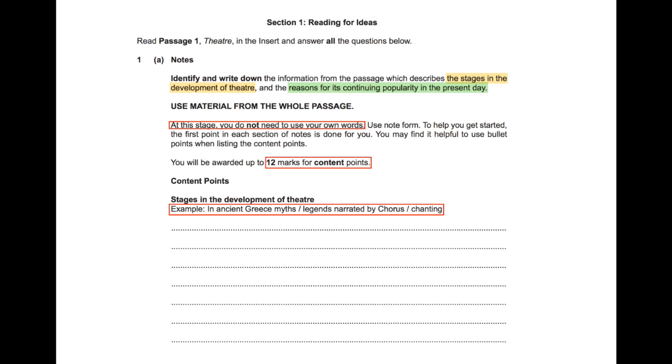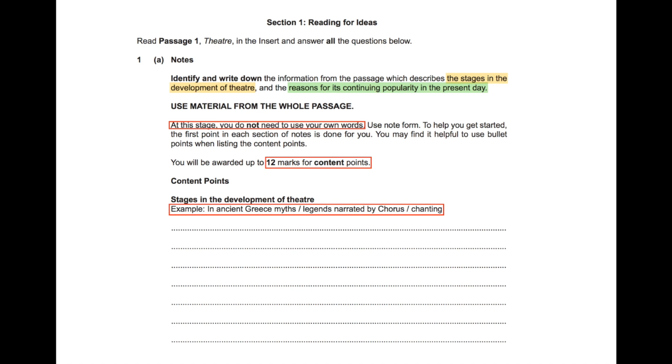And the last thing that I've highlighted in the red box is an example. As you can see, the exam paper will always give you the first example in each category. So the first example of a stage in the development of theatre is that in ancient Greece, myths or legends were narrated by a chorus or by chanting. So that is always included. You will have one example to help you get your bearings.